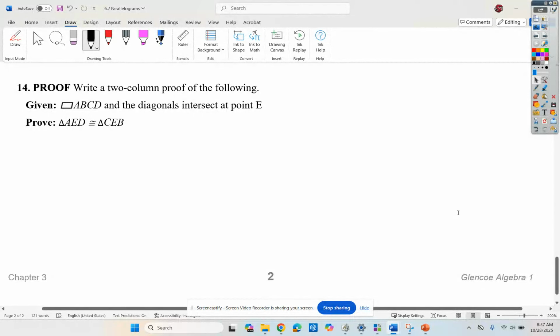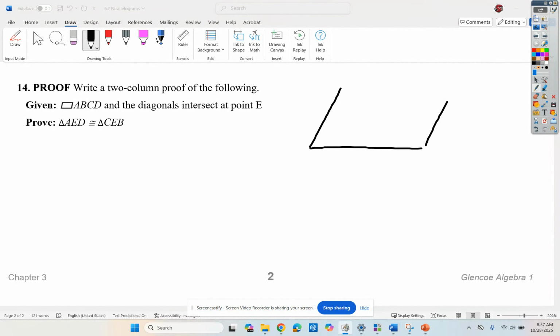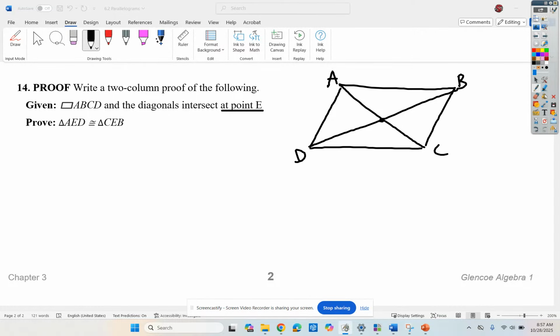The first thing we're going to do is draw a picture. It's a parallelogram A, B, C, D. So draw yourself a nice little parallelogram. Label it A, B, C, and D. Draw yourself your diagonals. It says the diagonals intersect at point E, so label this point E here in the center. So you've got your picture.